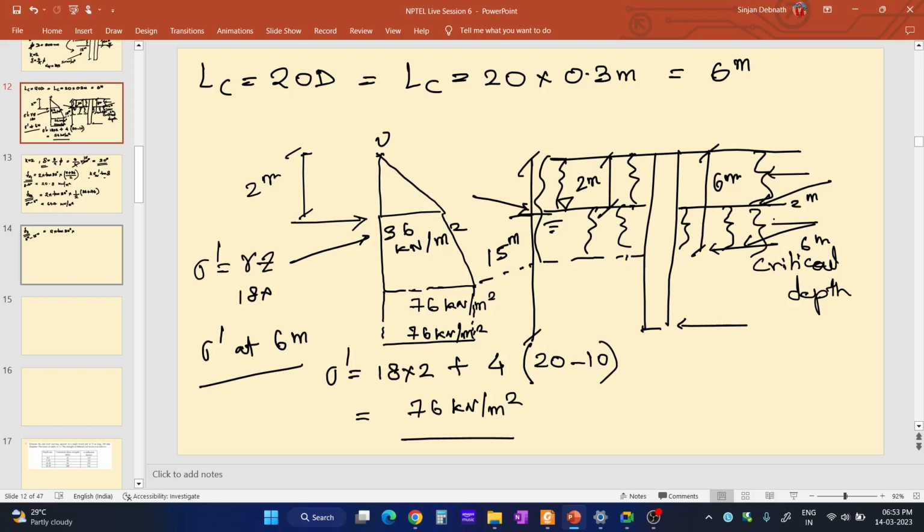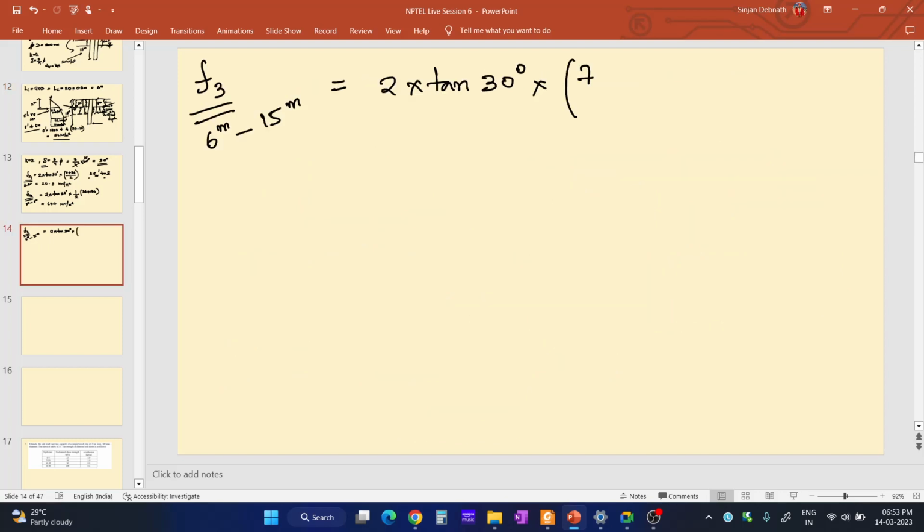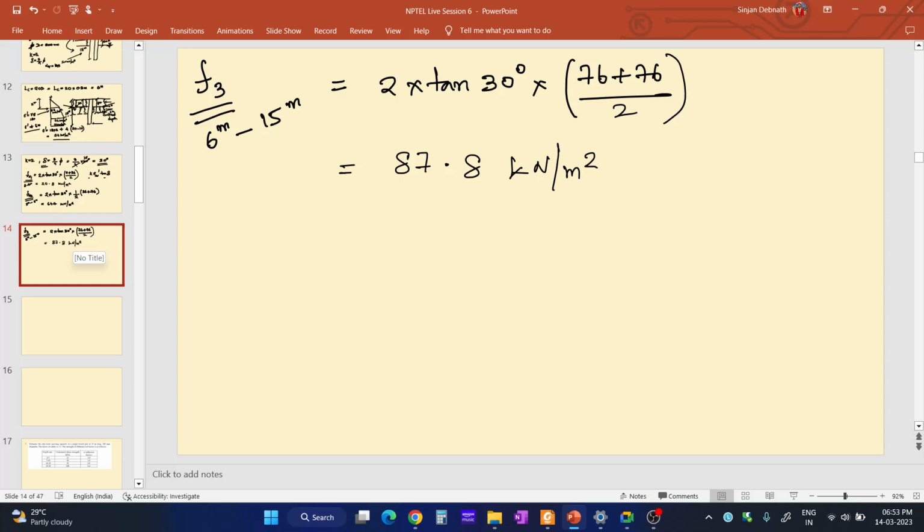So what will be the average? Average will be 76 plus 76 divided by 2. That means 76. So if we calculate this, we will get Fs3 as 87.8 kilonewton per meter square. Okay. So now let me find out the total skin friction resistance. Till now we have found out the unit skin friction resistance.